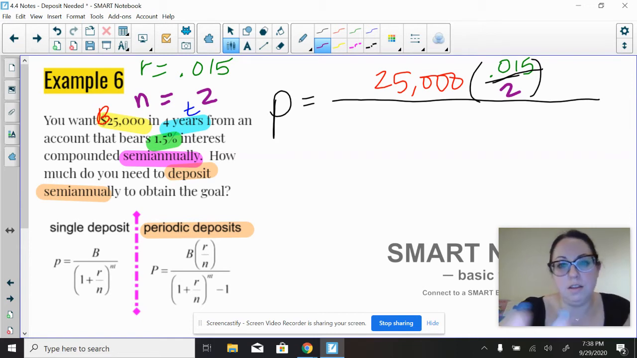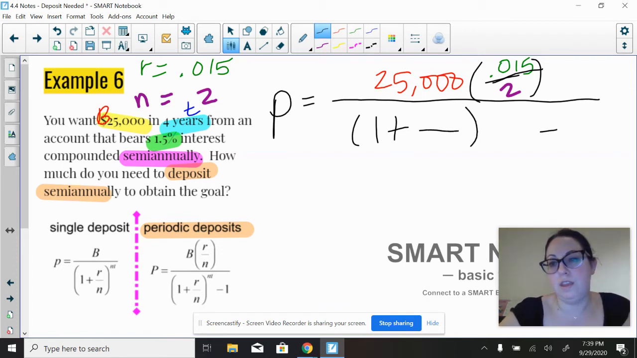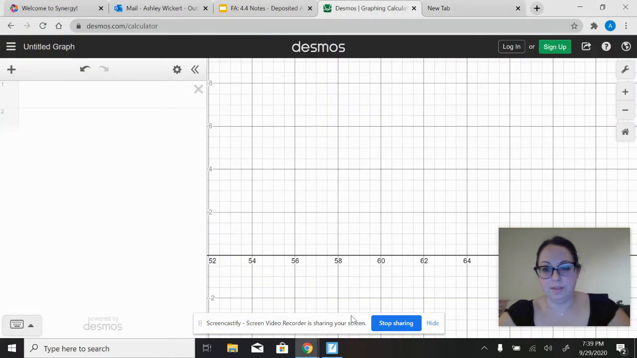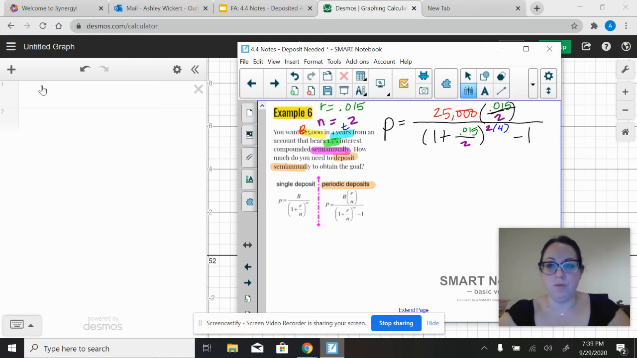The denominator is a little uglier, but not really that bad. In parentheses, we're going to have 1 plus R over N, to the NT, and the whole thing is minus 1. So we're going to fill in all the missing stuff. My R value is still 0.015. My N value is 2. And for my exponent, that's going to be 2 times my time value of 4. So when I go to plug this into decimals, this is how I need to type it in.